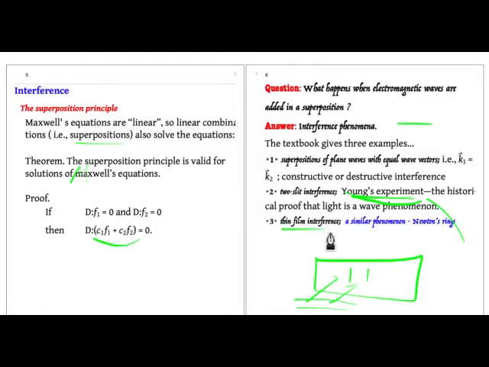And the third example is thin film interference, something that we can see in everyday life. An example of interference in everyday life. There's a similar phenomenon which is also described in the book called Newton's rings. In fact, Newton discovered interference in a device which we today call Newton's rings. But he didn't understand what it was. He still thought light was particulate.